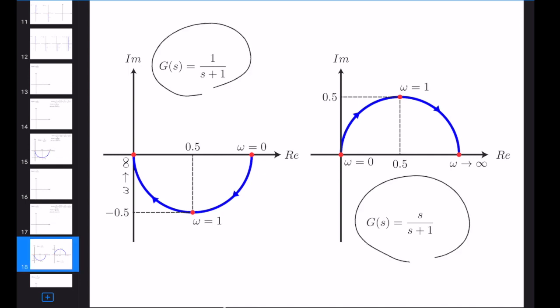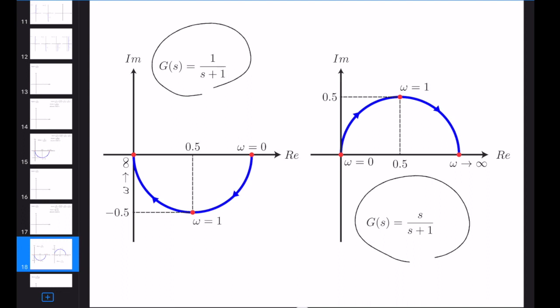They're very similar in shape, but one of them is always located in the negative part of the imaginary axis, and the other is always located in the positive part of the imaginary axis. So this one is more like a phase lag transfer function, and this is more like a phase lead transfer function, which we'll cover later.